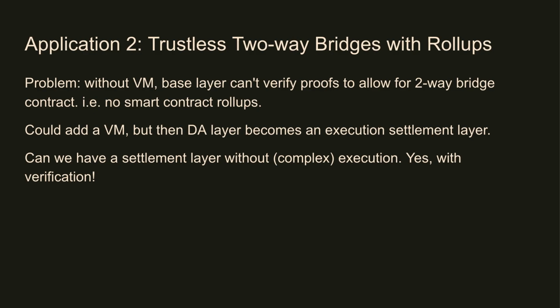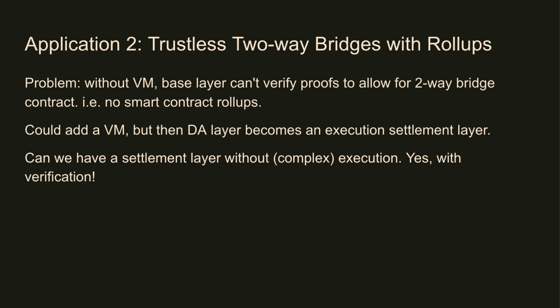Okay, so next. What's another application of this? Not just of ZK accounts, but predicates in general. But with ZK accounts, it means you can get all this without needing complex state machines. One of them: you can have a trustless two-way bridge with ZK rollups, or rollups in general. But ZK rollups are easier. So what's the problem? If you don't have some virtual machine in the base layer, you can't do a smart contract rollup. You can't have a two-way bridge.